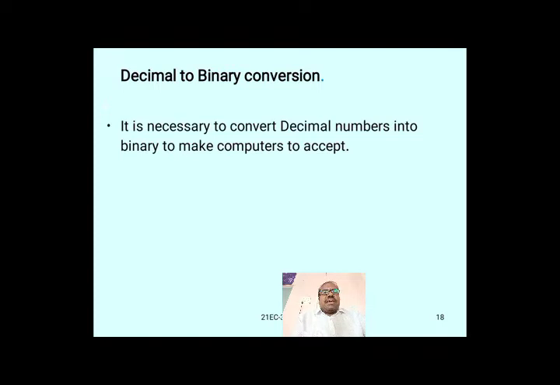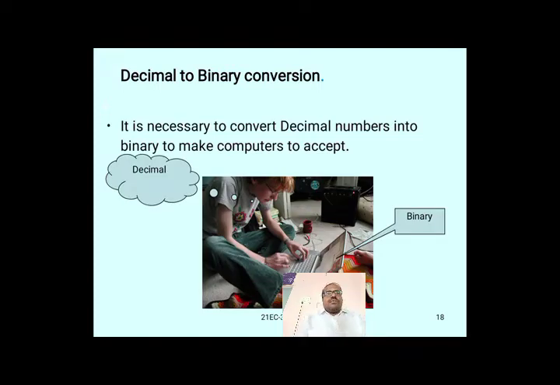Now, decimal to binary conversion. It is necessary to convert decimal numbers into binary to make computers accept them. This conversion is needed due to the usage of computers. Computers will not take decimal numbers, they will take only binary numbers, that is zeros and ones only. So we must do these calculations from the computer's point of view.